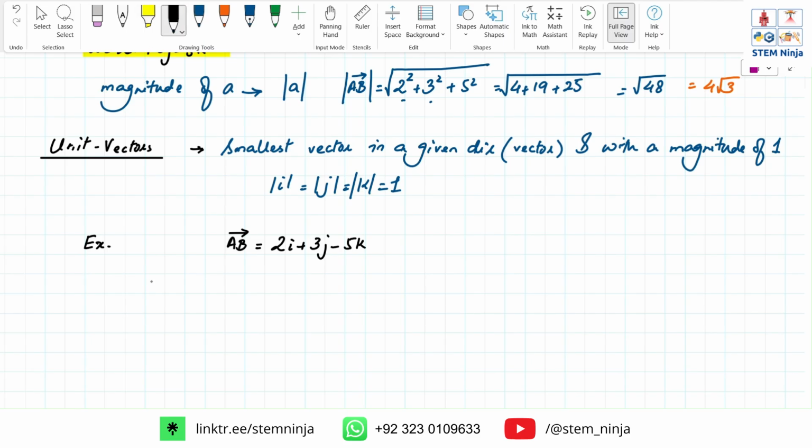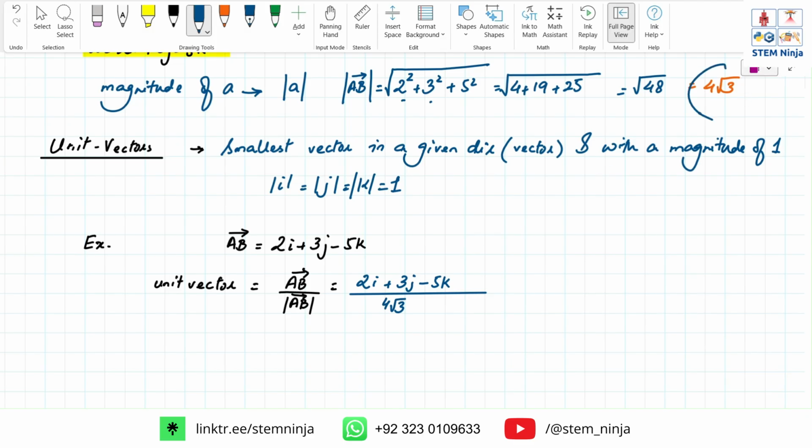We divide AB, sorry, the vector, by the magnitude of AB. So we have 2i + 3j - 5k, and we are dividing this by 4 root 3. We already found this over here.